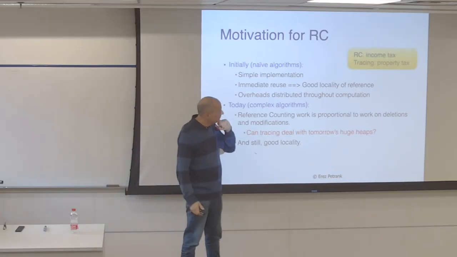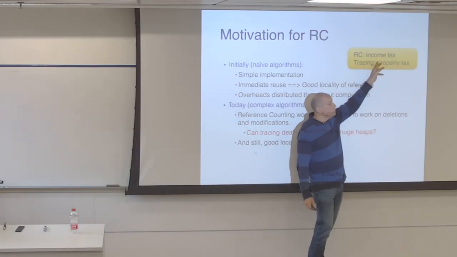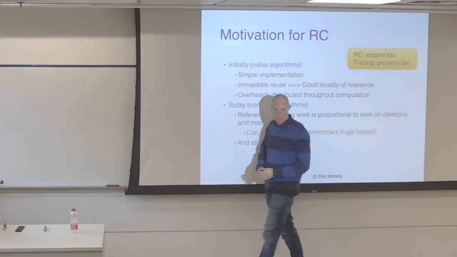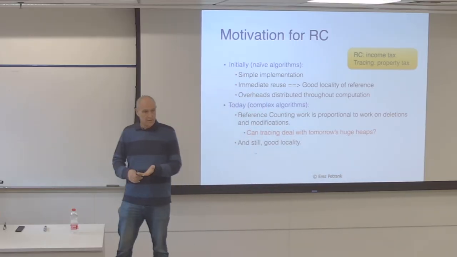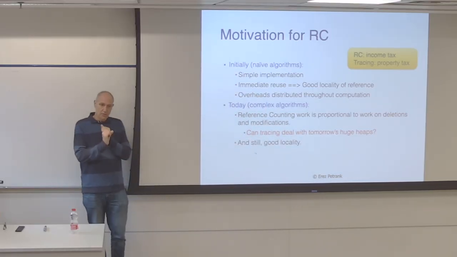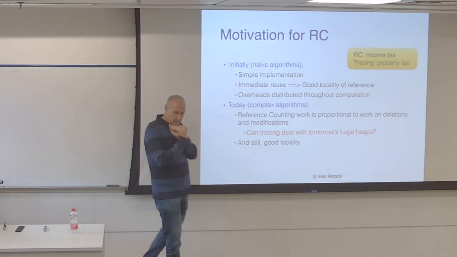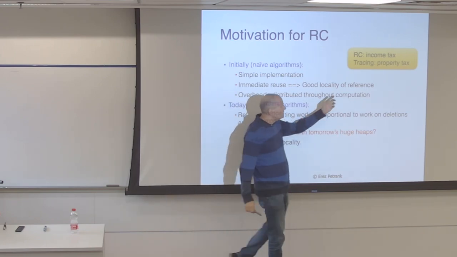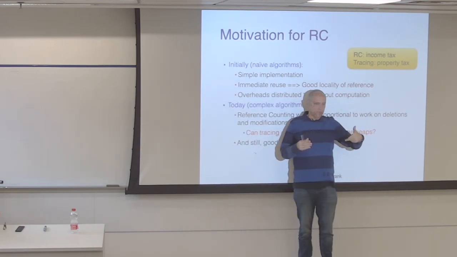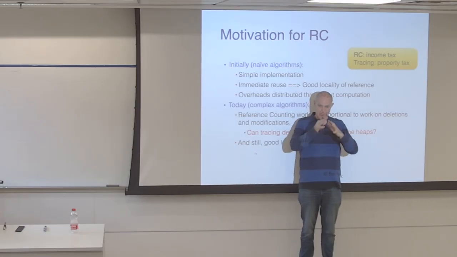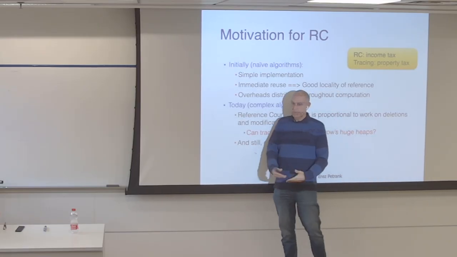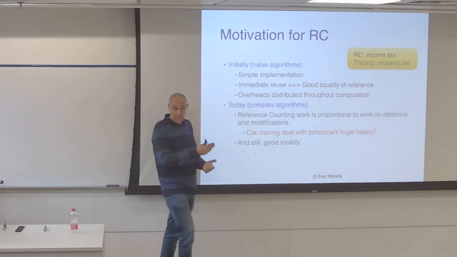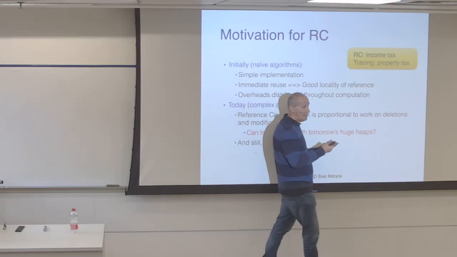You could think of it as reference counting being like you pay for what you actually do, and in tracing it's like a property tax. You pay for what you have. So if garbage collection is frequent and you have to collect many times, then tracing will be terrible, because each time you try to reclaim objects, you have to trace the entire space that you occupy. With reference counting, you just pay for the changes you make and for the objects that you reclaim.